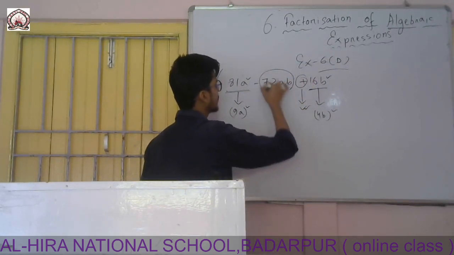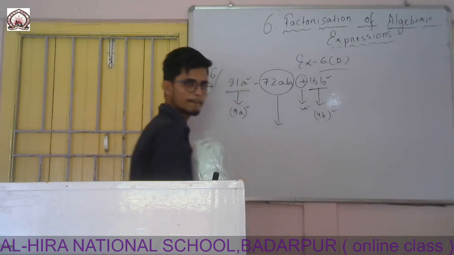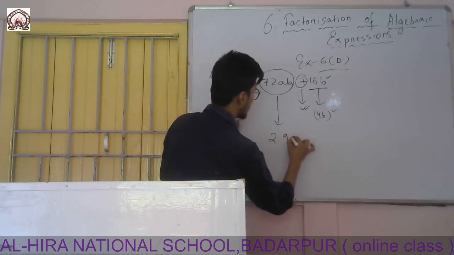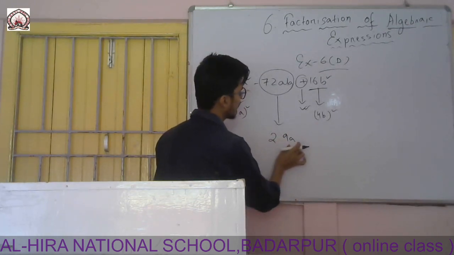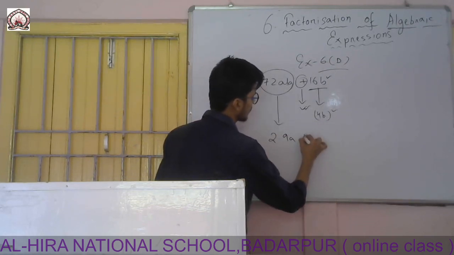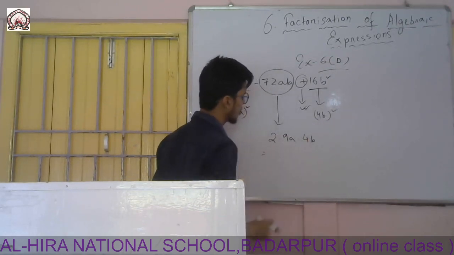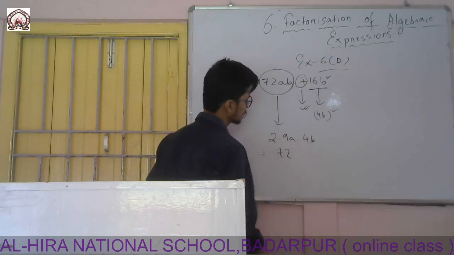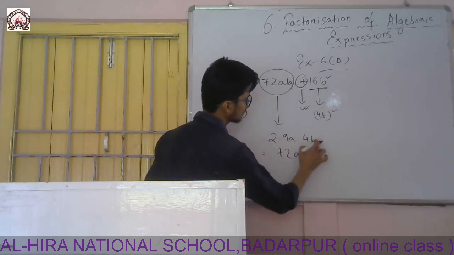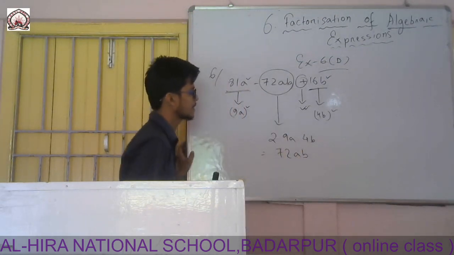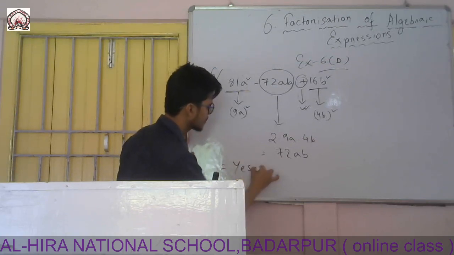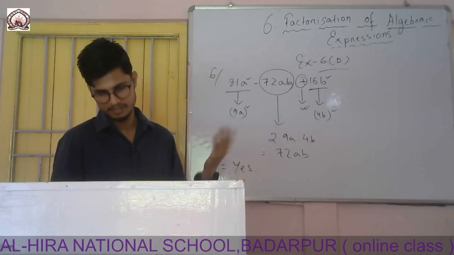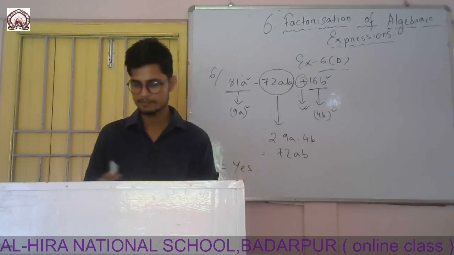Now I will see the middle one. First of all I will write 2, then a, which here is 9a, then b, which should be 4b. Now I will multiply: 9 2s are 18, 18 4s are 72, with a and b left. So yes, this one matches. That means it is a perfect trinomial square. Okay, so the others are the same too. You just check one by one how I have shown.